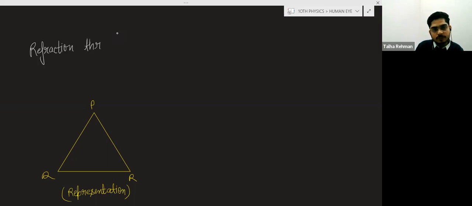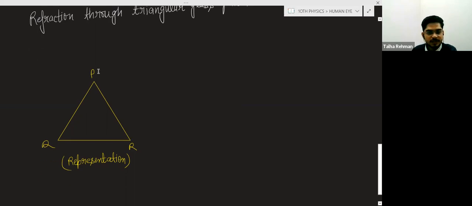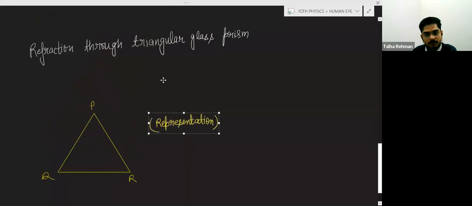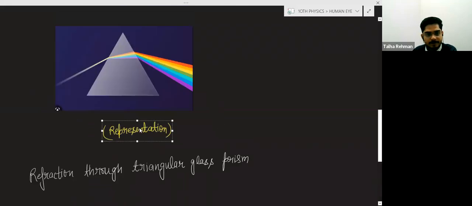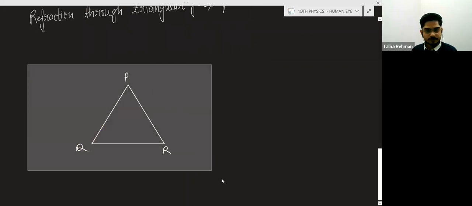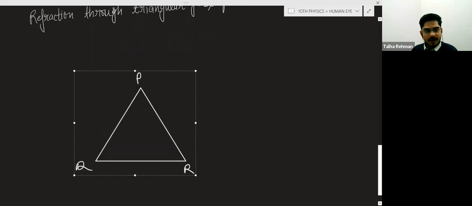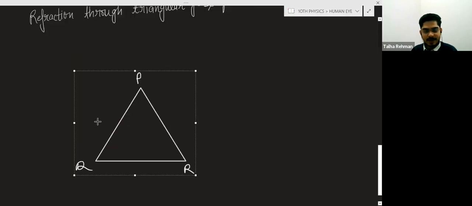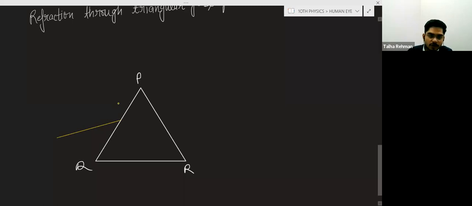Refraction through a triangular glass prism. So basically, this is a triangular glass prism PQR, and a light ray is entering like this.